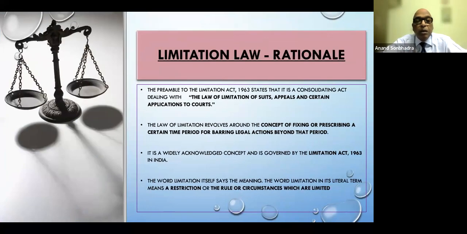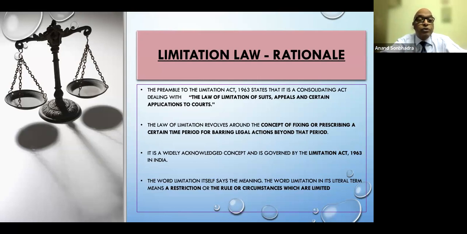So to begin with, what do we say is the rationale of the limitation law? Of course, this is an act which was passed in 1963. Now, if you look at the preamble of the Limitation Act, it states that it is a consolidating act dealing with laws of limitation of suits, appeal, and certain applications to the court. It revolves around the concept of prescribing a certain time period for barring legal action beyond that prescribed time period.